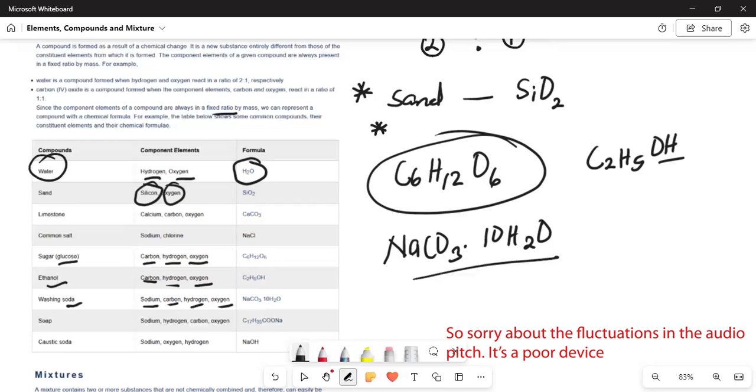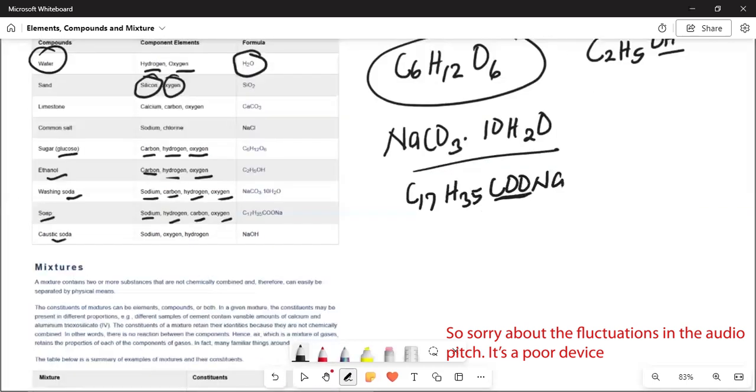Then another example of a common compound that we make use of every day is soap. The component elements are sodium, hydrogen, carbon, and oxygen. And the formula is C17H35COONa. That is 17 atoms of carbon, 35 atoms of hydrogen. Then this is a group, a carboxyl group. Then the sodium ion attached to it, sodium atom, right?